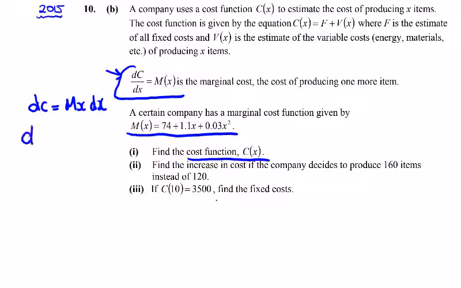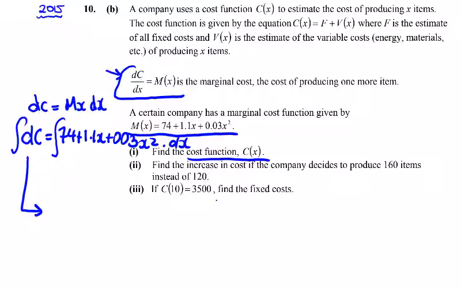So dC is equal to 74 plus 1.1x plus 0.03x squared dx. We'll just go down a bit and integrate these. We're just asked to find the cost function, so between 0 and c to find c. I'm going to integrate that to get c, between c and 0 is equal to, just to find between 0 and x to find x.